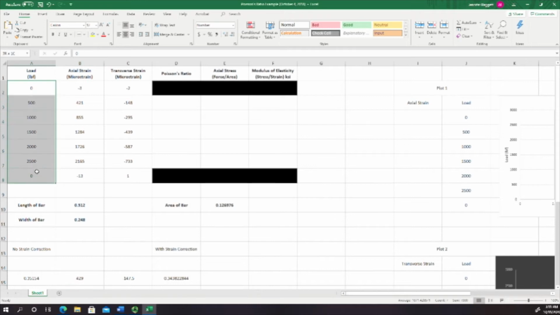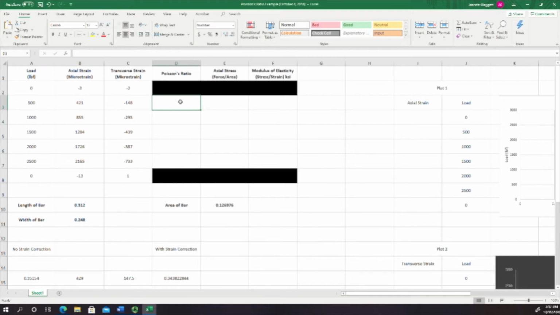Now we have our 0 to 2,500 pound load test range, and then the axial and transverse strains that were calculated during a previous experiment. These are not necessarily the values that were obtained in the experiment we did during this video. These values are what you actually obtain from your experiment. Now we're looking at what to do with the analysis of the data. The three values we'll be analyzing today are Poisson's ratio, axial stress, and modulus of elasticity.